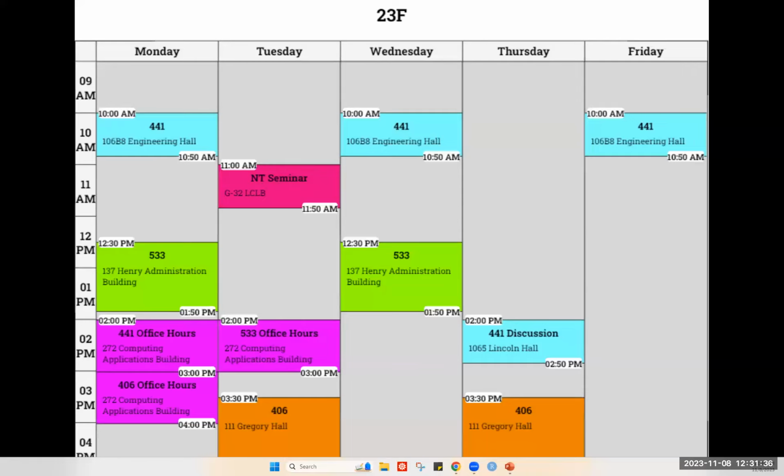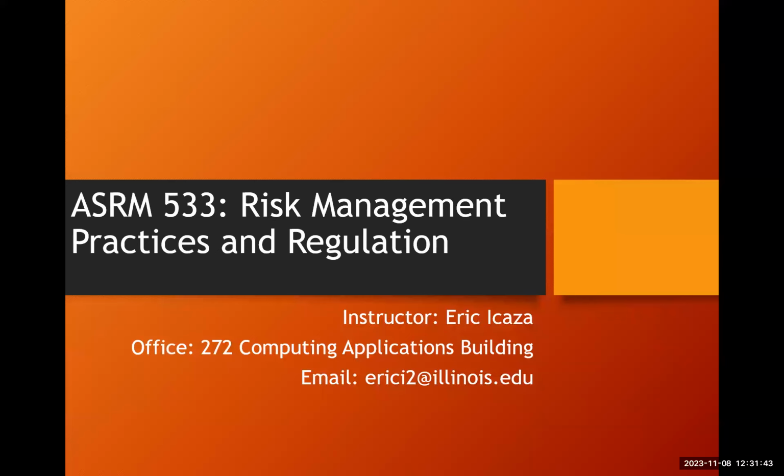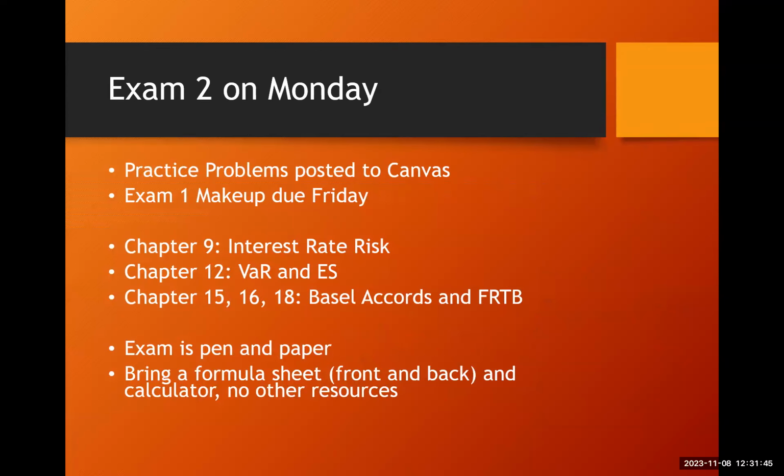Okay, so we have a lot to cover today because next class is our second exam. So next Monday is our exam. It's going to cover chapters 9, 12, 15, 16, and 18, everything that we've done since the first exam. So that includes interest rate risk, value at risk and expected shortfall, and then the Basel Accords.